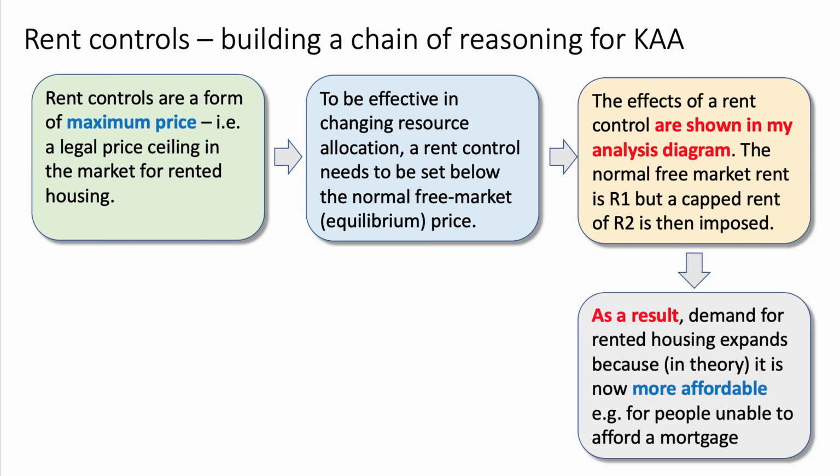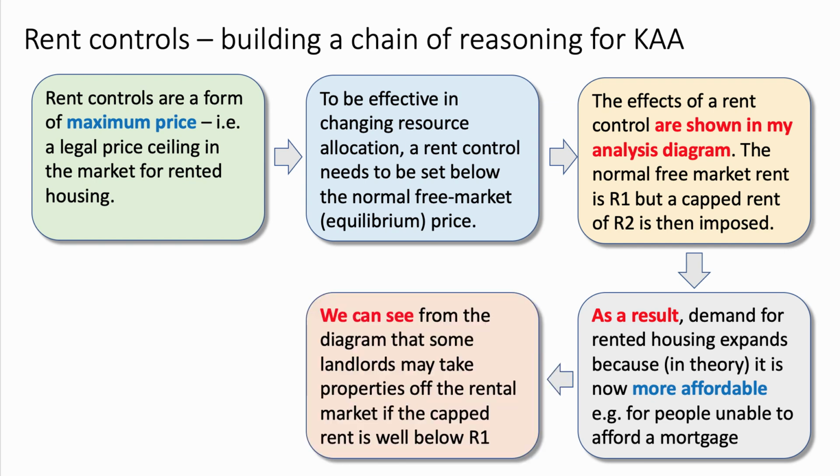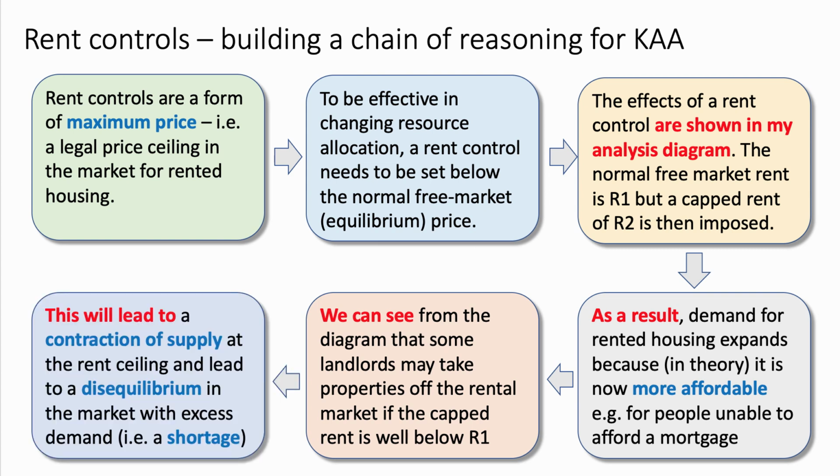As a result, is a connective phrase, demand for rented housing expands, because in theory it's now more affordable for people who are unable to afford a mortgage. They can now maybe rent. We can see from the diagram that some landlords may take properties off the rental market if the capped rent is below R1. This will lead to a contraction of supply at the rent ceiling and lead to a disequilibrium in the market with excess demand. In other words, there's a shortage of rented properties.